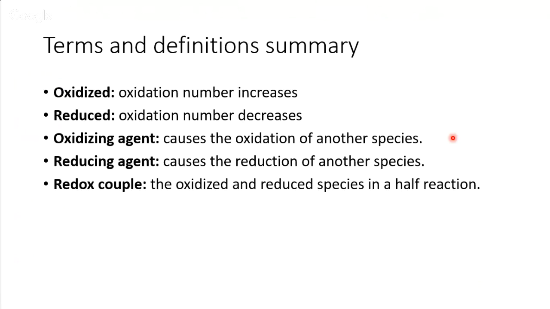An oxidizing agent causes the oxidation of another species. In other words, it is reduced. A reducing agent causes the reduction of another species. In other words, it is oxidized. And the redox couple is made up of the oxidized and reduced species, not in a half reaction as it says here, but in the overall redox reaction.